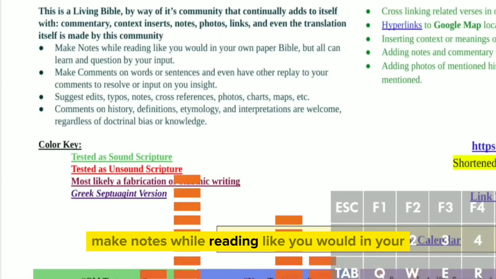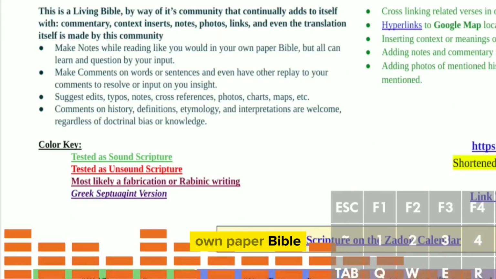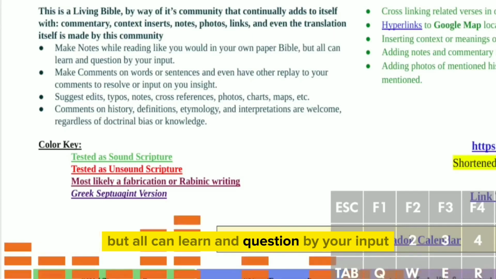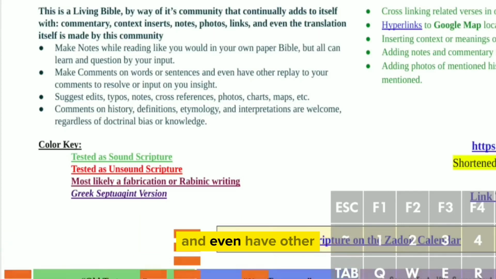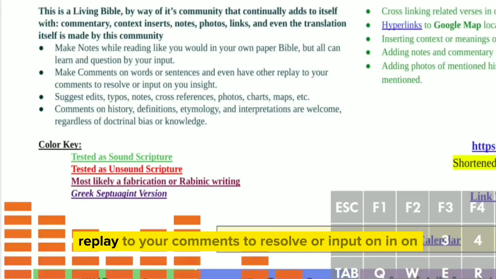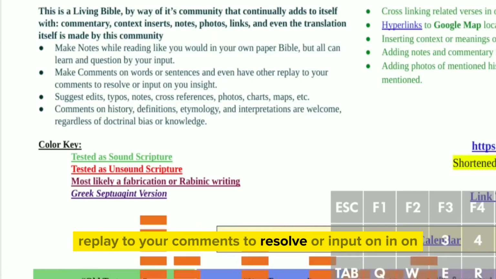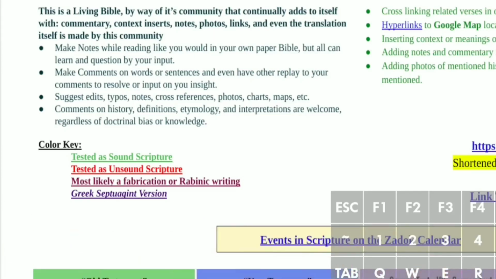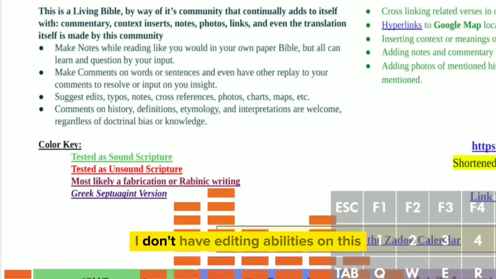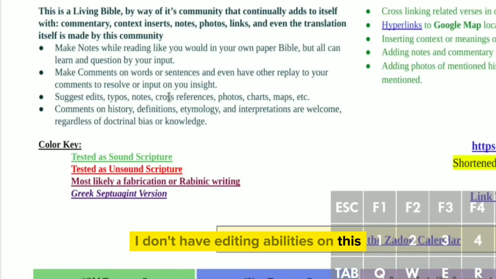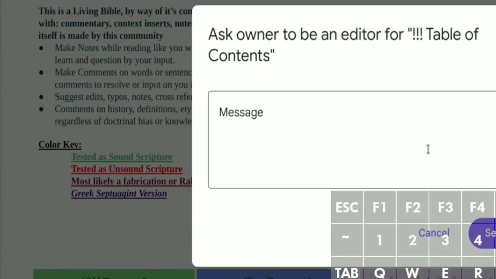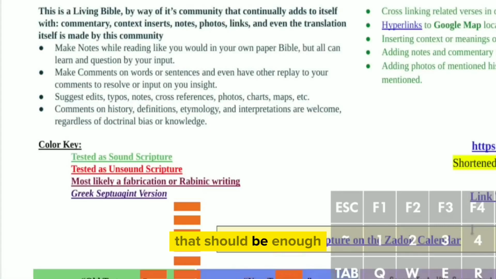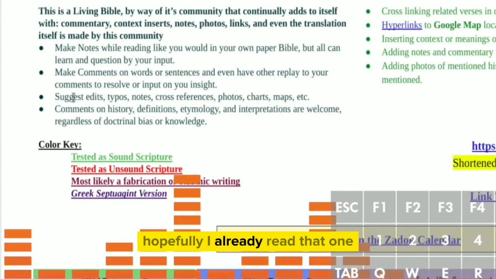Make notes while reading like you would in your own paper Bible, but all can learn and question by your input. Make comments on words or sentences, and even have others reply to your comments to resolve or give input on your insight. Hold on, because I think I don't have editing abilities on this. I need to request edit access to fix it, okay. That should be enough, hopefully. Alright, I already read that one.